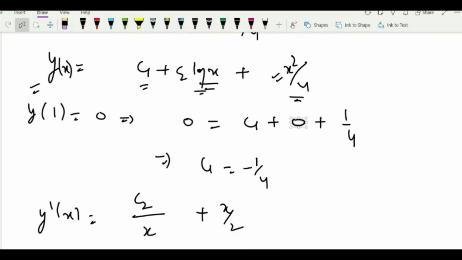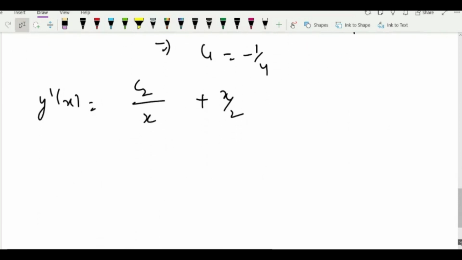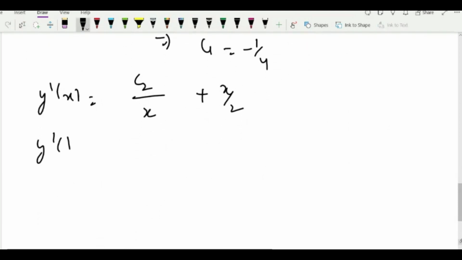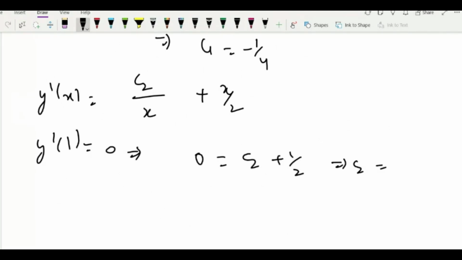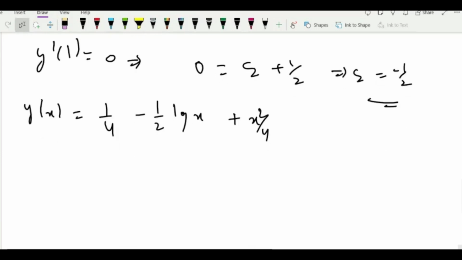Now we have the condition on the derivative as y dash 1 is equal to 0. y dash 1 is equal to 0, which will give 0 is equal to c2 plus 1 upon 2, which gives c2 is equal to minus 1 by 2. So we have the values of c1 and c2. Substituting back, we get 1 by 4 minus 1 by 2 log x plus x square by 4. So this is our solution, the particular solution.